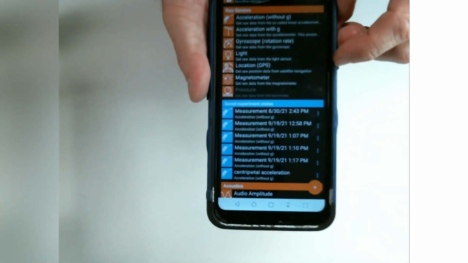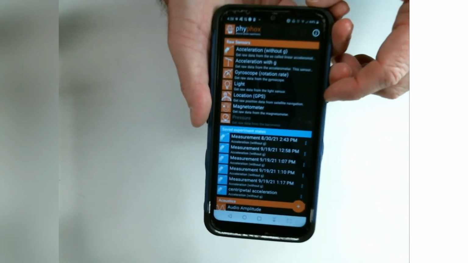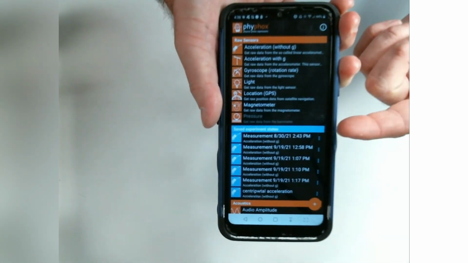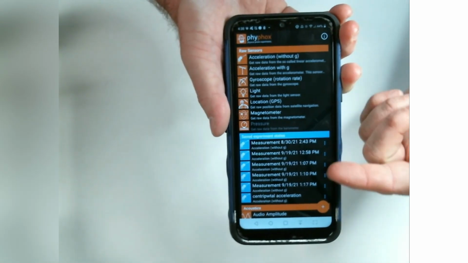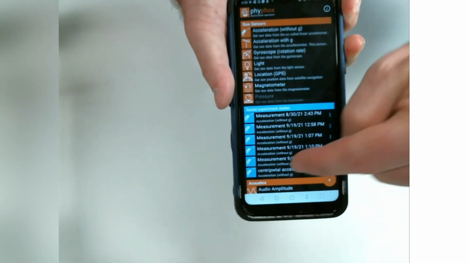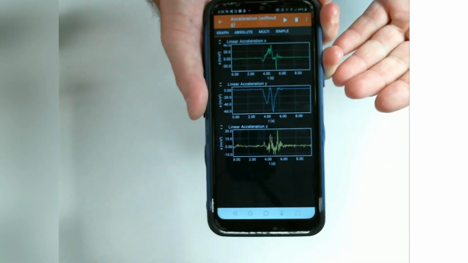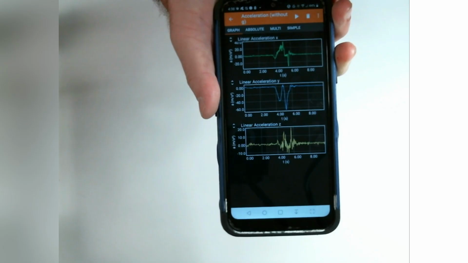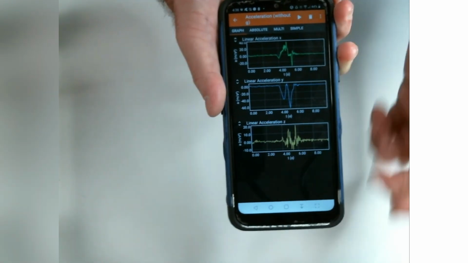If you weren't able to analyze your experiment right after you took it, you can save the experiment state and come back to it a little bit later. It'll show up as blue listed objects. You see I've got centripetal acceleration from that experiment you just watched. Now remember that the orientation of the phone is very critical in that case. You held the phone in such a way that you moved in an arc with the y-axis pointing outwardly.